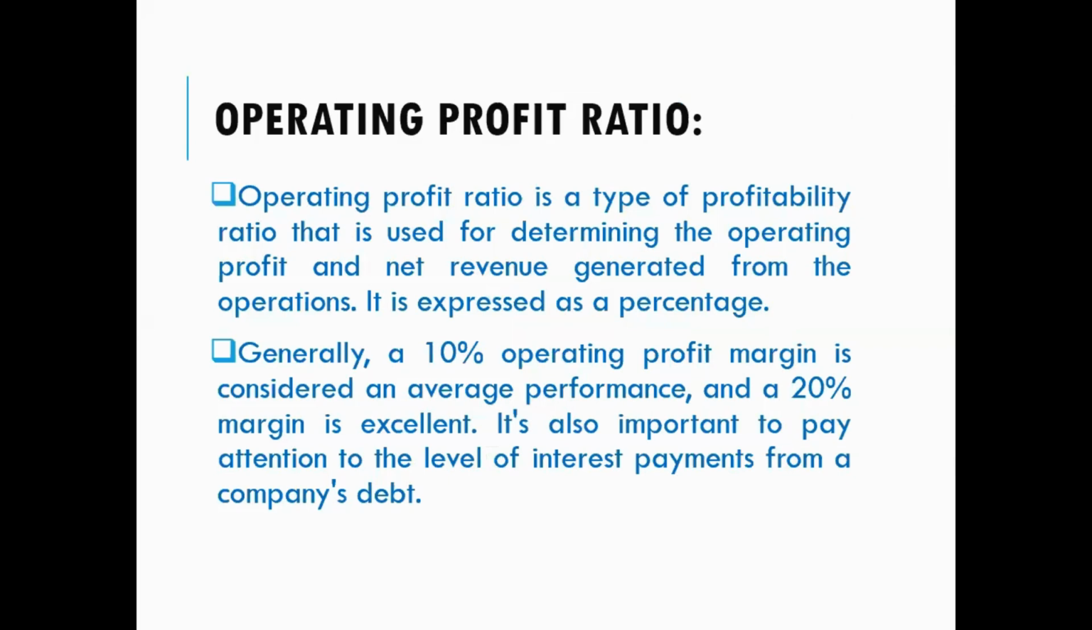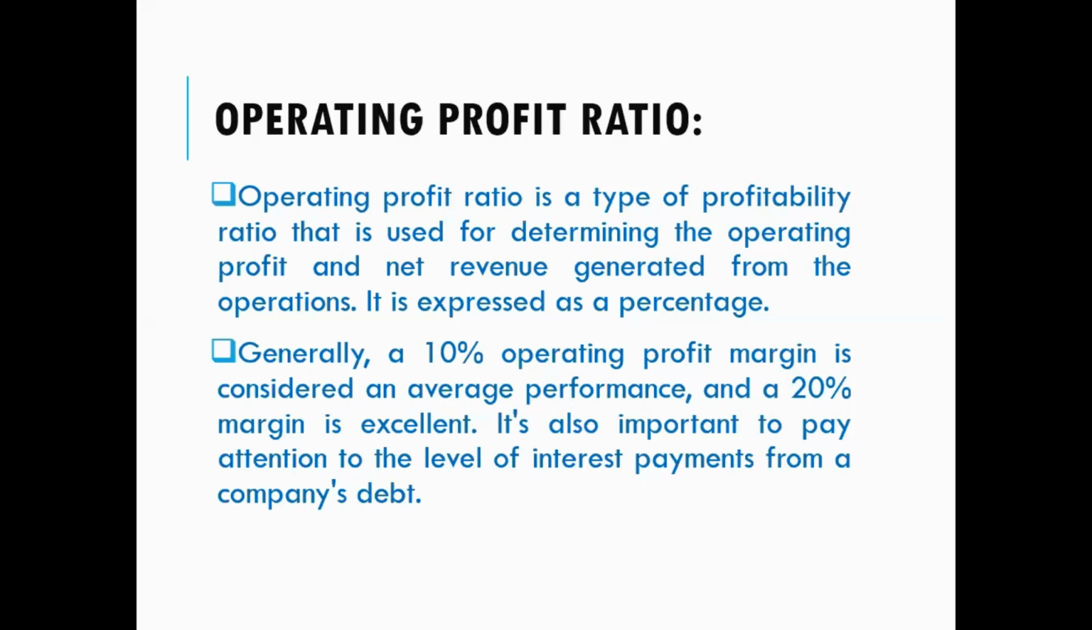Operating profit ratio. Operating profit ratio is a profitability ratio that is used for determining operating profits and net revenue generated from the operation. It is expressed as a percentage. Generally, a 10% operating profit margin is considered average performance, and a 20% margin is excellent.